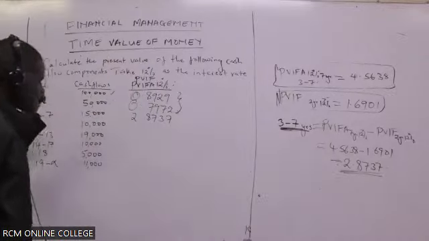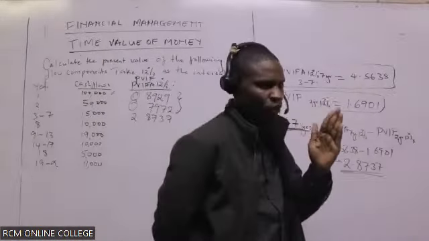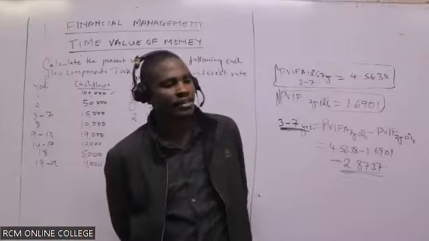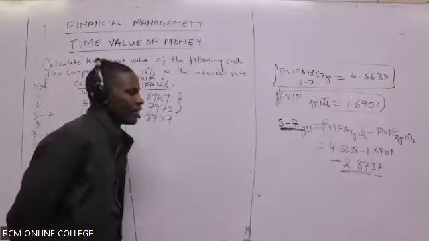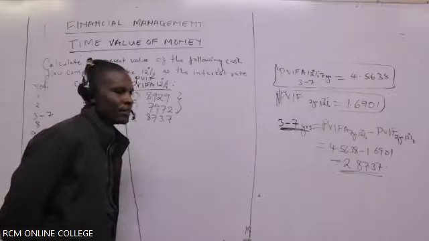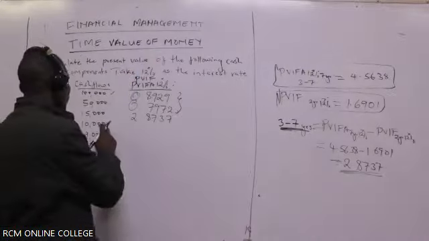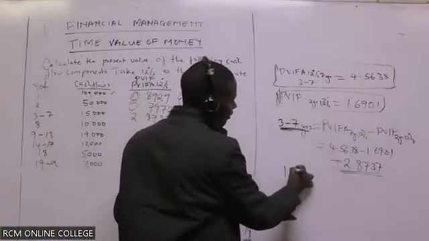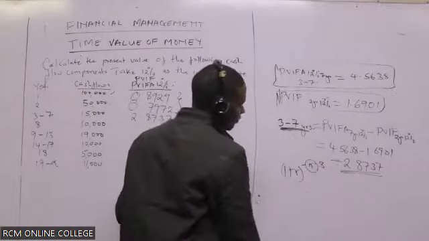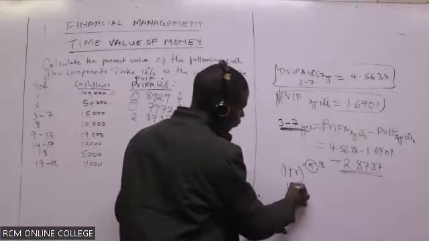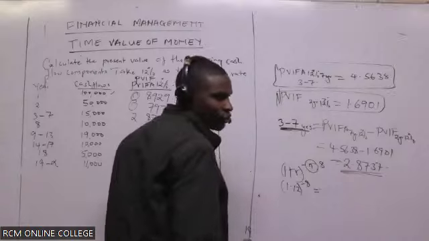Year number 8, is it regular or irregular? Here you must look at what you're dealing with. Year number 8 is it a regular cash flow or irregular? Yes, it is irregular. So that one goes direct: 1 plus R raised to negative N, and N is 8. So it will be 1.12 raised to negative 8. Give me that, we put it directly. That has no problem.